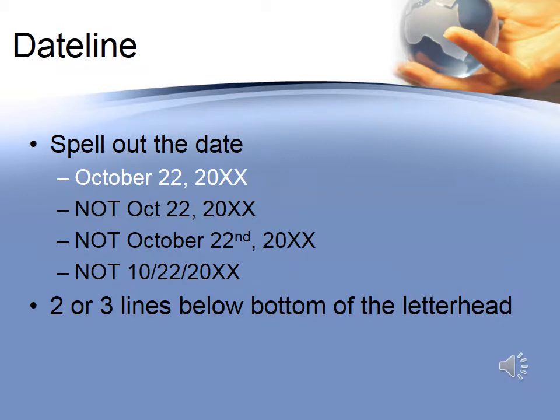Notice that the date in a business letter is spelled out: October 22, comma, 2000, whatever. So we're going to spell out the month. Notice we do not abbreviate the month. We do not use an ordinal number like 22nd, N-D, or the third, R-D. That's called an ordinal number. We're not going to use them.